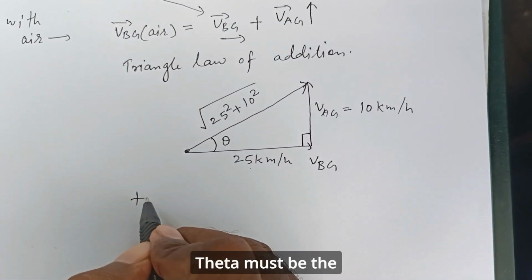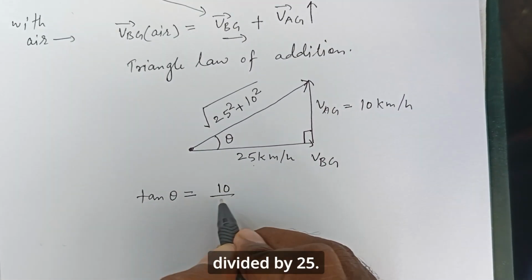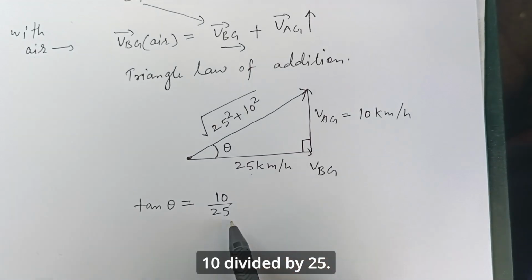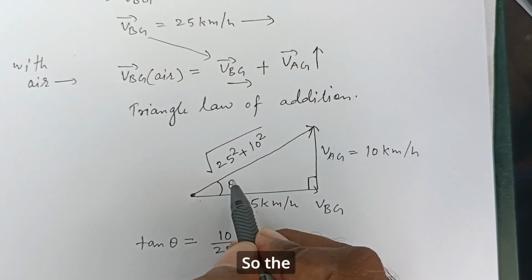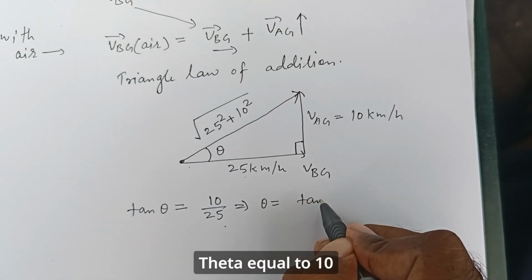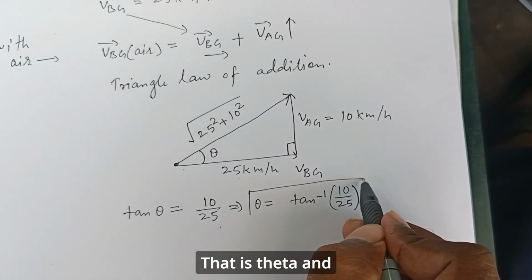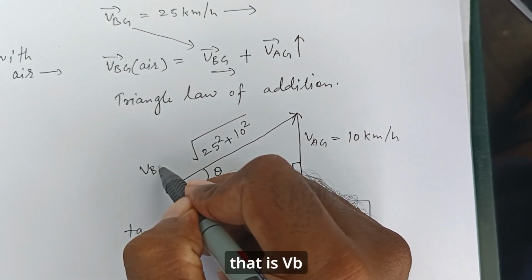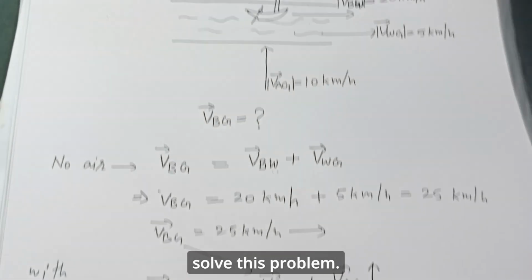So theta must be the solution of this equation: tan theta is 10 divided by 25, that is perpendicular divided by base. So the angle is theta equal to tan inverse of 10 divided by 25. That is theta, and that is the velocity of the boat with air. Okay, so this is how we solve this problem.